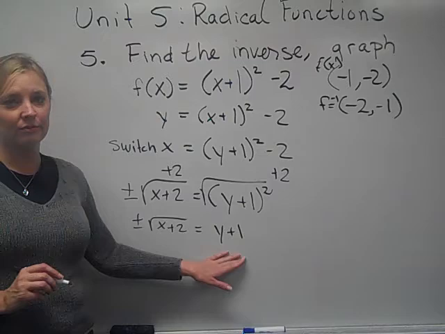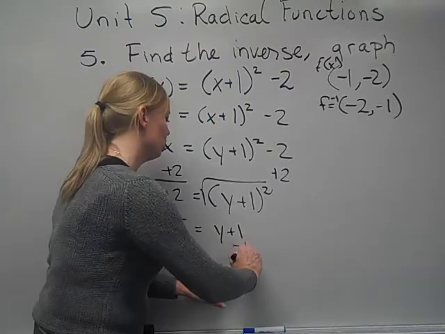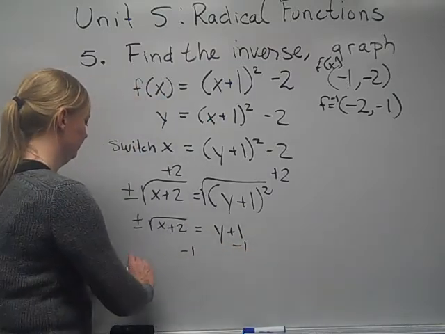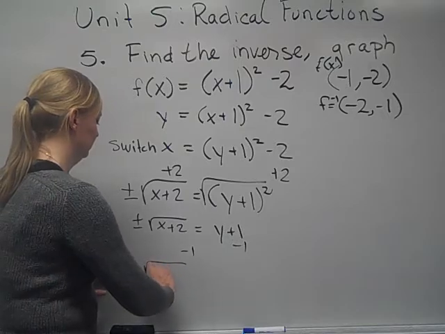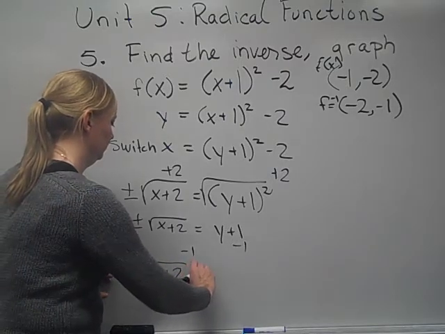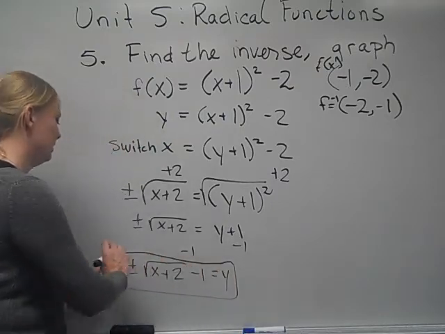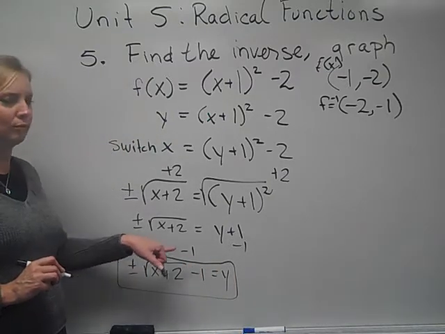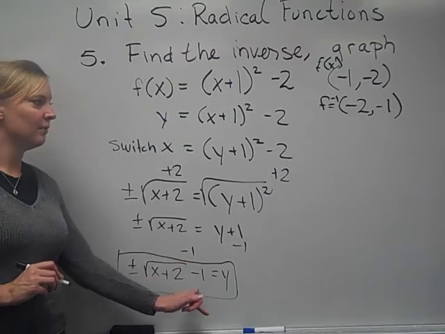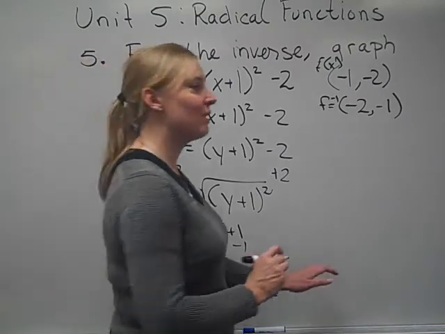Lastly, because we're solving for y, we need to get y by itself by subtracting 1 from both sides. So your inverse function is plus or minus the square root of x plus 2, minus 1. Okay, now let's graph that.